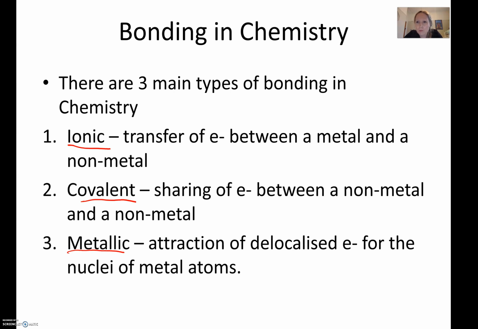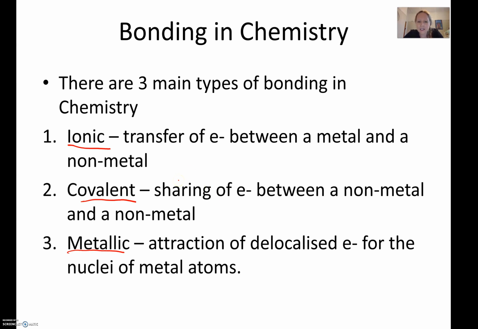Now we'll go through this in a lot more detail a bit later in the topic, but all types of bonding in chemistry are electrostatic in one way or another. Electrostatic simply means an attraction between a positive and a negative. So when we talk about an ionic bond, that electrostatic attraction is between the positive ion and the negative ion.